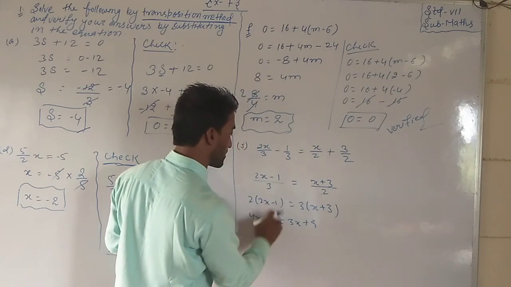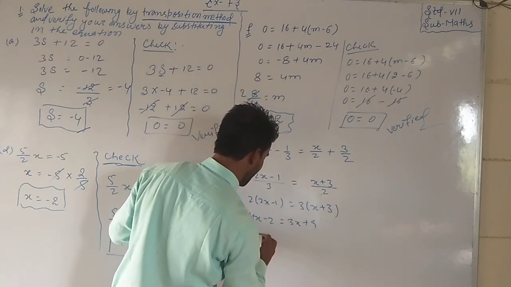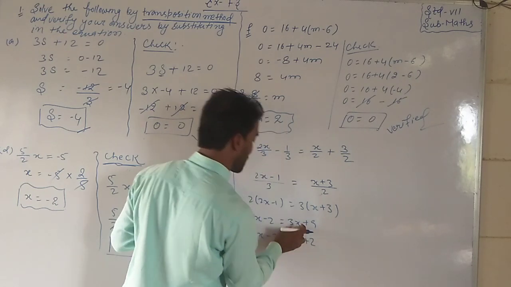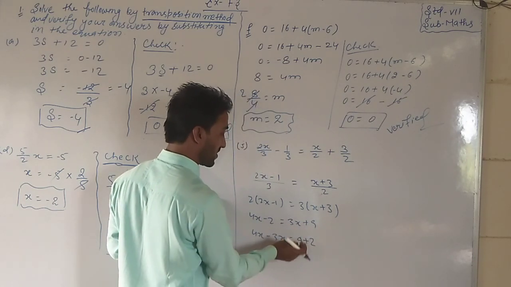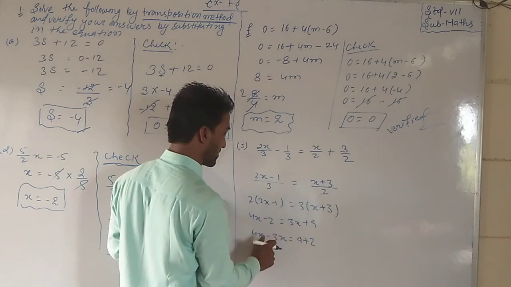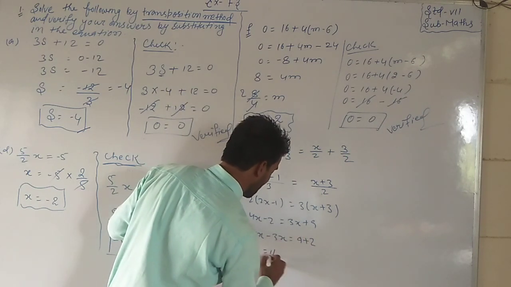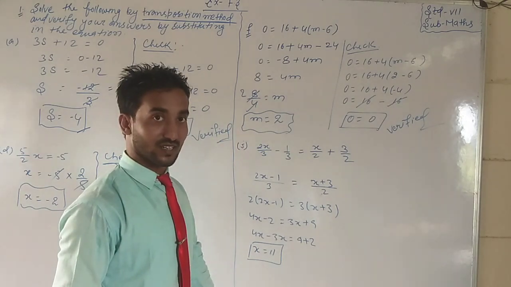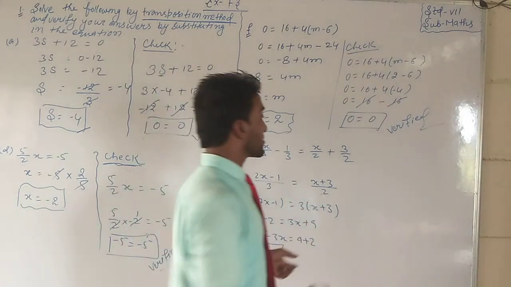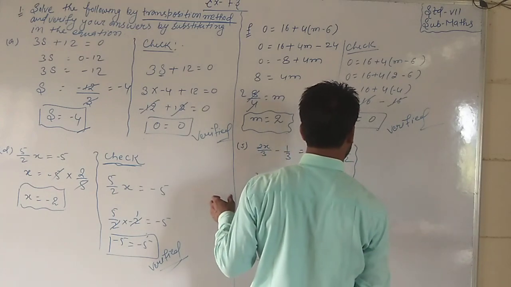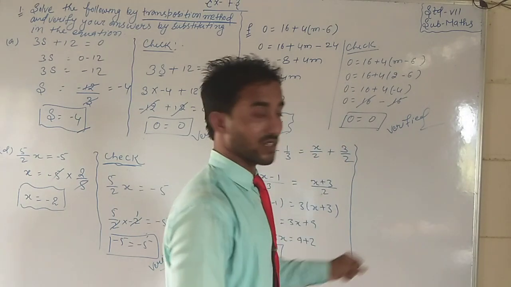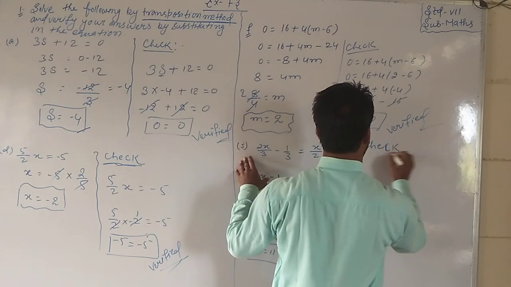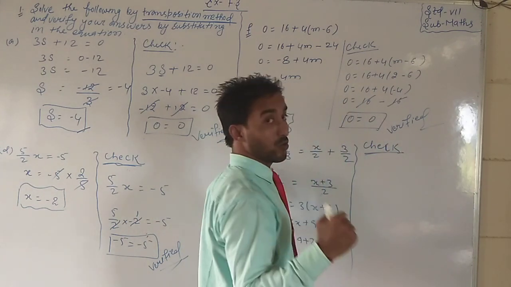This x will come this side and this 2 will go that side. 4x minus 3x is equal to 9 plus 2. Because this is in plus, it becomes minus, and this is in minus, it becomes plus. x is equal to 11. Students, once again, x is equal to 11. We can check whether somewhere we made a mistake in the correction. We will check by verification, and this time we will be careful and do it one by one.